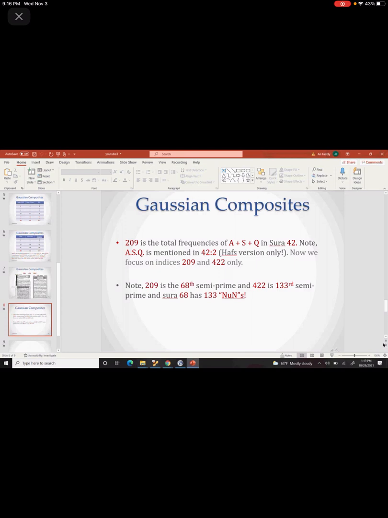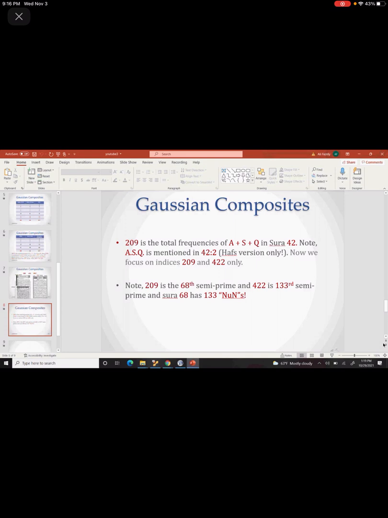Now, furthermore, 209 is the total frequency of Ain Sin Qaf in Surah 42. Know that Ain Sin Qaf is mentioned in 42:2, Hafs version only again. Now we focus on the indices of 209 and 422. We realize that both 209 and 422 are semi-primes, and they happen to be the 68th and the 133rd semi-primes.